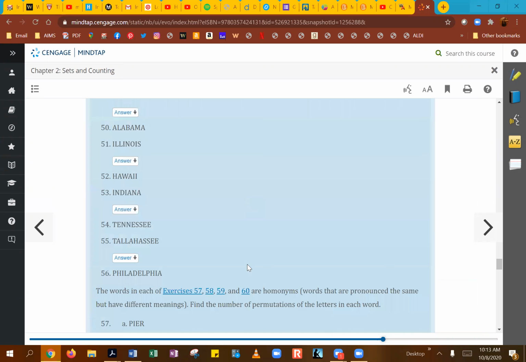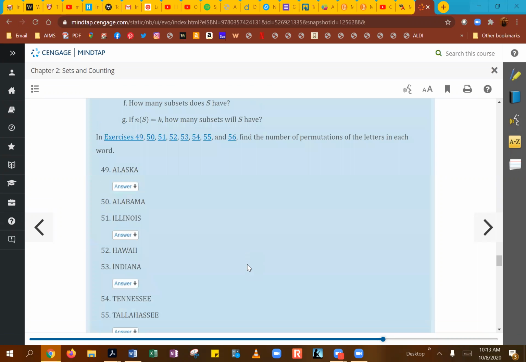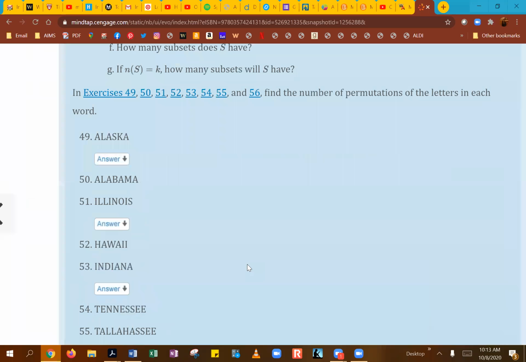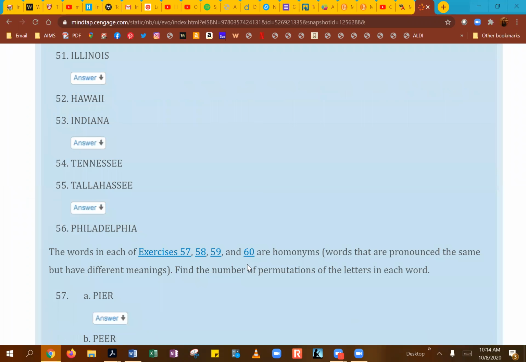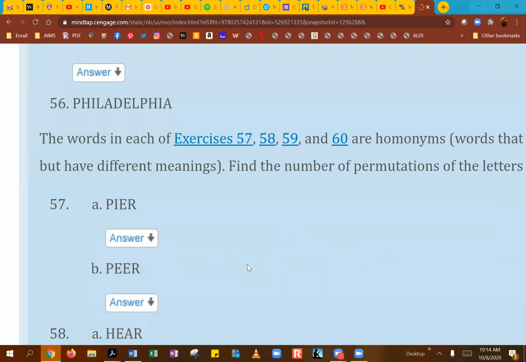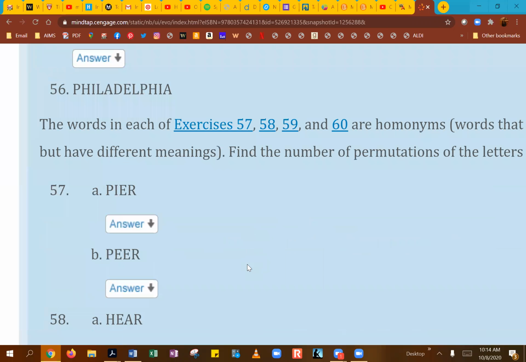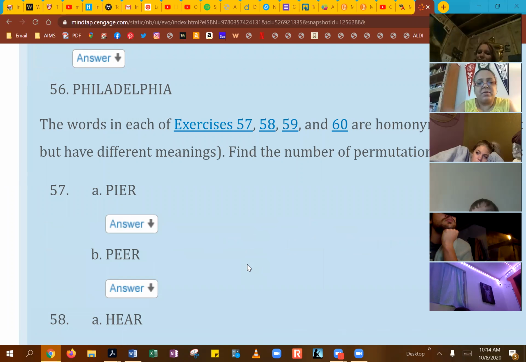Okay, let's do this one over here. They're asking to find the number of permutations of the letters in each word. So let's do this one here, number 56, for Philadelphia. So how many different permutations can you come up with?